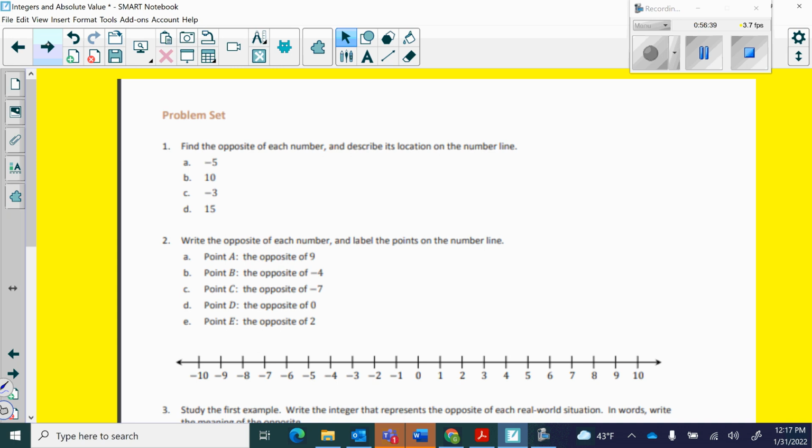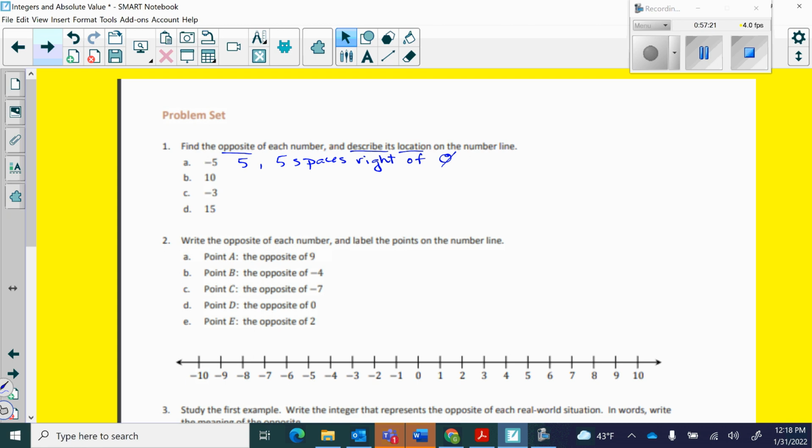Here's where it can get a little confusing, so I want to take some time on this. Now, on this part, find the opposite of each number and describe its location on the number line. So there's 2 pieces to this. What is the opposite of negative 5? 5. Describe its location on a number line. Where would I find 5? Which way? Right. Okay. So 5 spaces right of 0. Does that make sense? You understand how to describe the location?